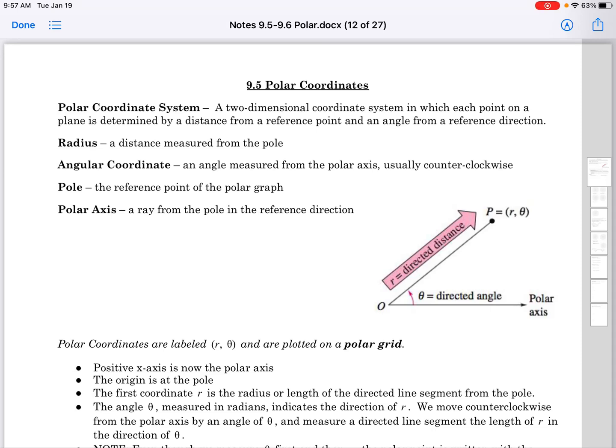9.5 Polar coordinates. The polar coordinate system is a two-dimensional coordinate system in which each point on the plane is determined by a distance from a reference point and an angle from a reference direction. The radius is really the distance measured from the pole. Our pole is going to be our origin.